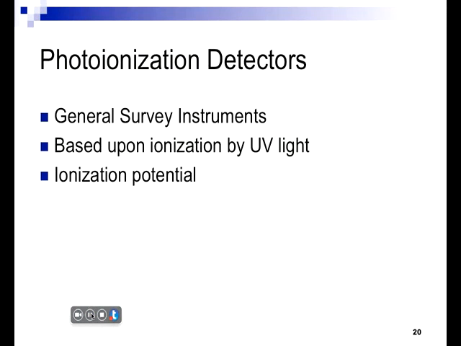Now, the next one, photoionization detectors, are the ones that I am completely amazed by. These are general survey instruments that did not exist when I was in grad school. When I was in grad school, I did a lot of work with UV light, measuring different enzymatic reactions in a laboratory. And to do that, I had a UV light that was about the size of that overhead projector over there, with the UV lamp.